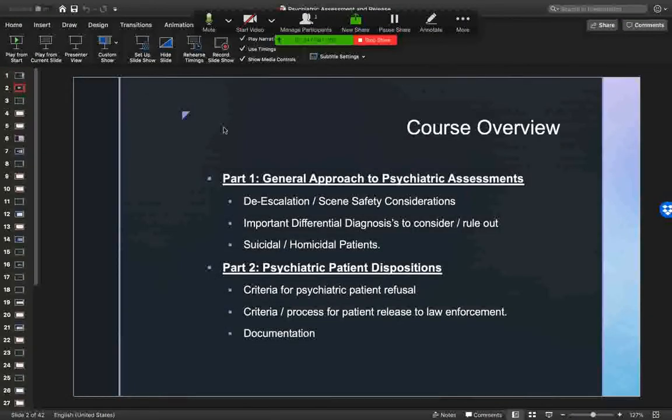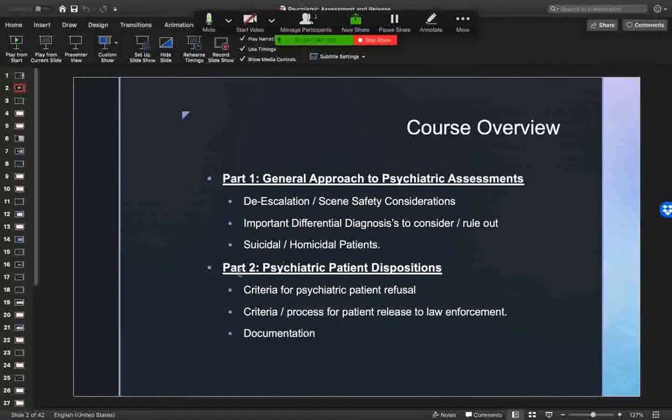Alrighty, so the course overview. Part one of the course is going to be a general approach to psychiatric assessment. So this is in general how we de-escalate, how we consider scene safety, important differential diagnoses to consider and then rule out, and then suicidal, homicidal patients. This will be just the general approach, and this is applicable to anywhere in EMS.